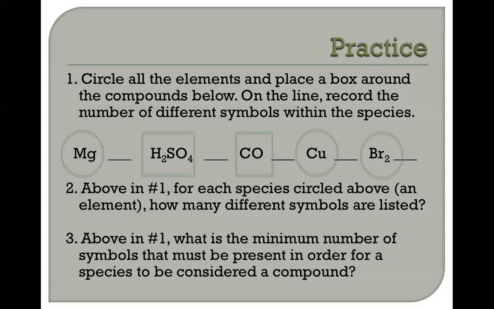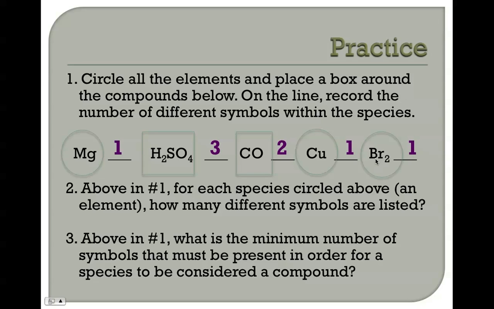So in the above example, for the species circled above, how many different symbols are listed? Well, for all the ones circled, because they're elements, they all have one symbol present. For the compounds, they're going to have more than one. So in our first compound, we have 3: H, S, and O. The second one, we have 2. And then the last ones, which are elements, only have one chemical symbol listed. Even the diatomic element, while there's 2, those symbols would be the same.